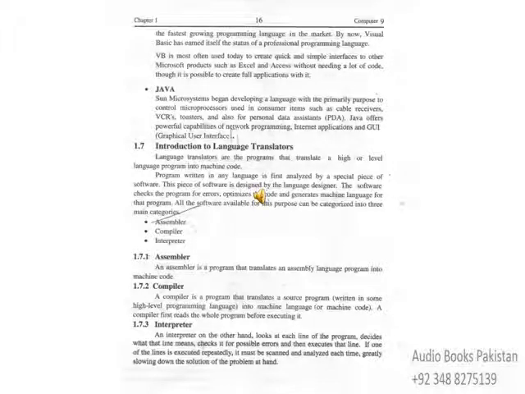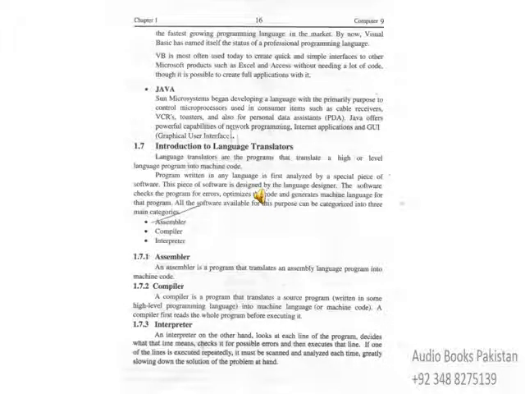1.7.1 Assembler. An assembler is a program that translates an assembly language program into machine code. 1.7.2 Compiler. A compiler is a program that translates a source program, written in some high-level programming language, into machine language, or machine code. A compiler first reads the whole program before executing it.